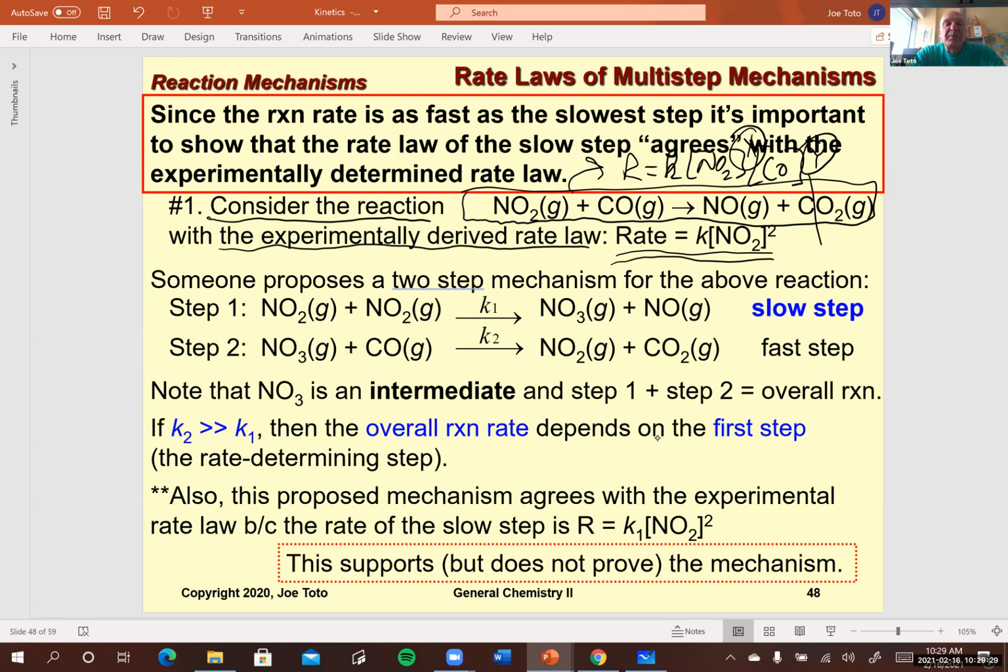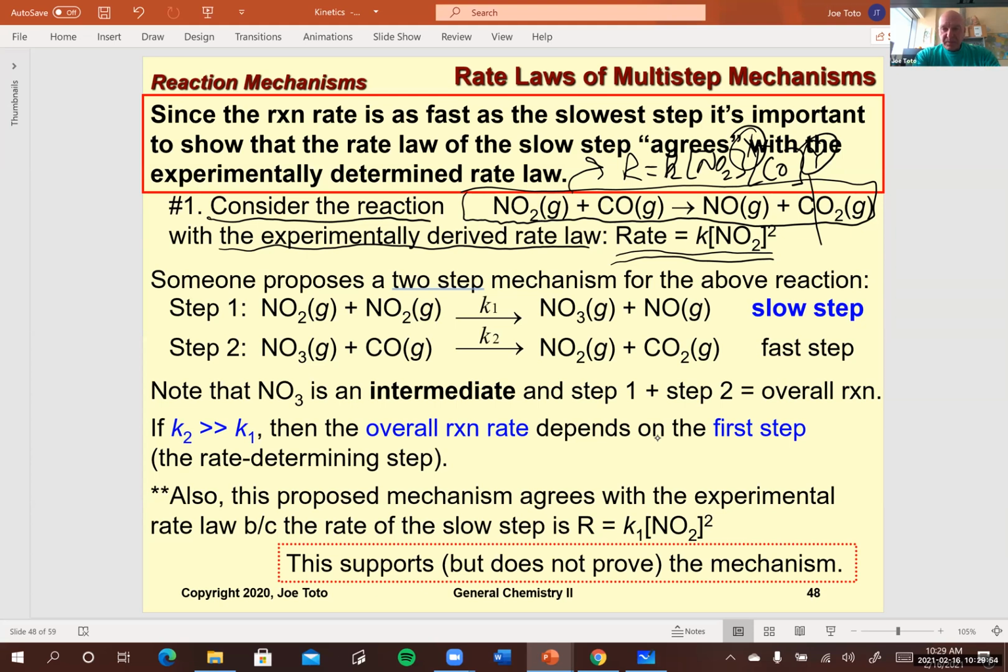All right, so someone proposes a two-step mechanism. They say, okay, I think I know what's going on with this reaction. I think that two NO2s come together and they make an NO3 and NO. And then what happens next is NO3 adds to the CO and I get NO2 and CO2, right?